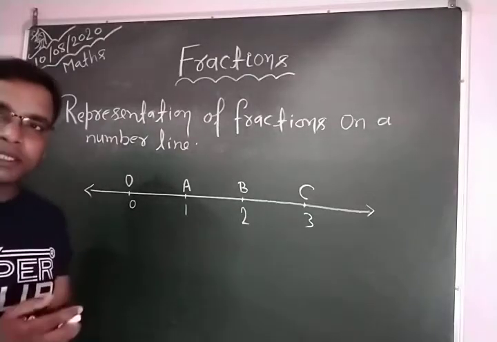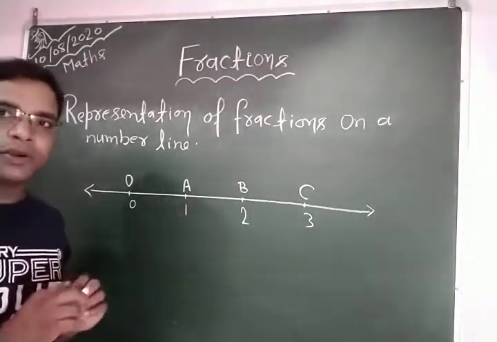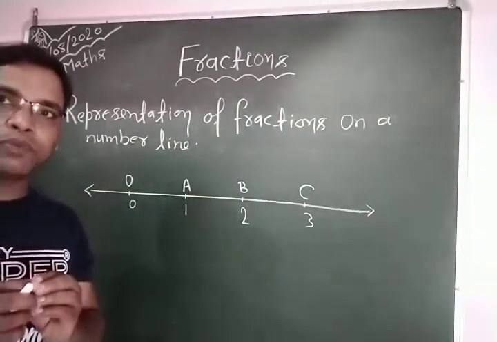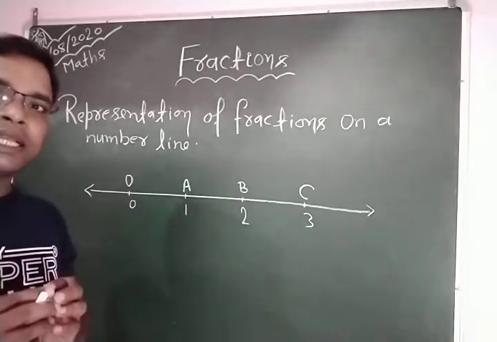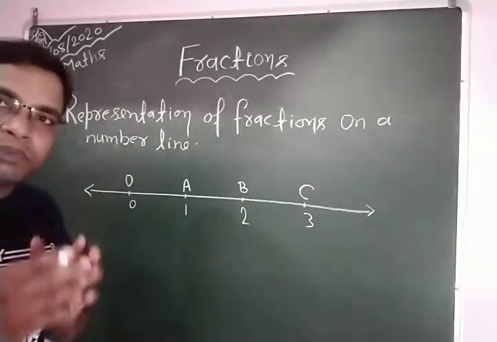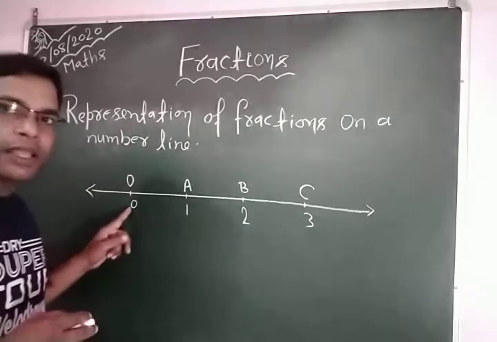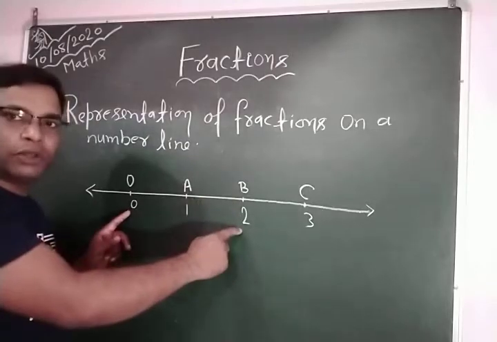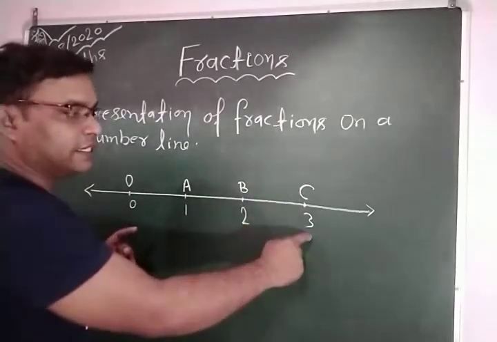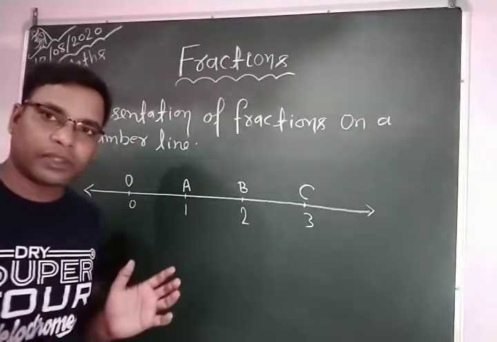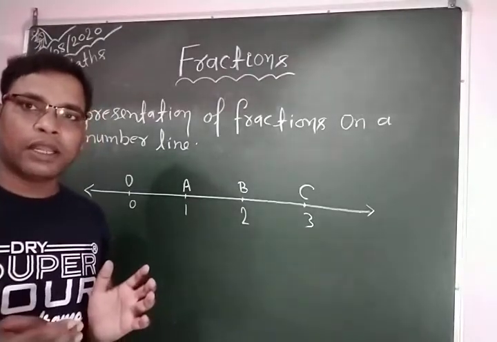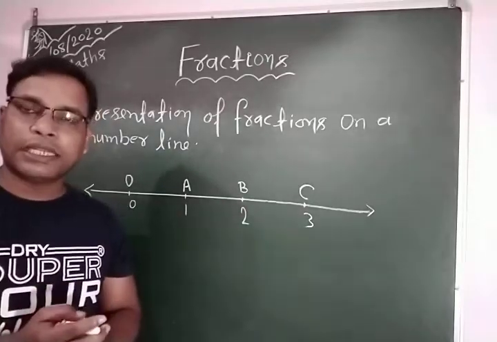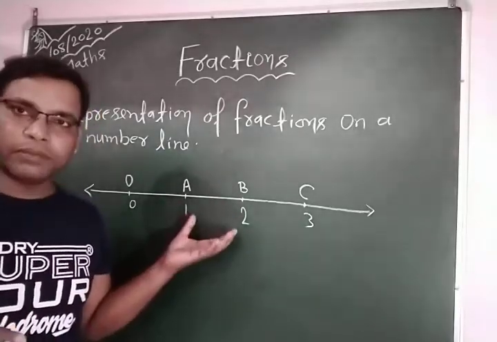Okay, for this, first draw a straight line. After this, we start from a point O, and take point O to represent 0. After this, point A represents 1, point B represents 2, and point C represents 3. So 0, 1, 2, 3 are whole numbers.